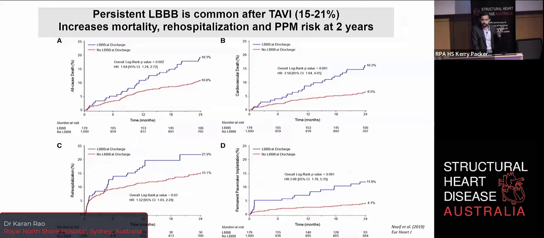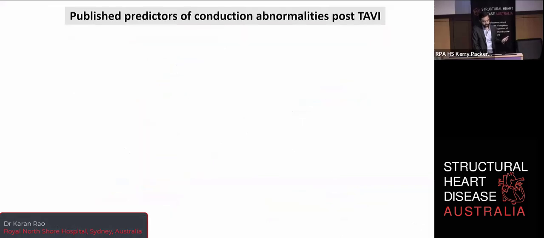But persistent left bundle branch block was initially thought to be a benign outcome, but that's no longer really thought to be the case. It increases, again, dysynchrony and has been linked to poorer long-term outcomes and has also been one of the primary risk factors for delayed onset conduction abnormalities or a late need for a pacemaker after TAVI.